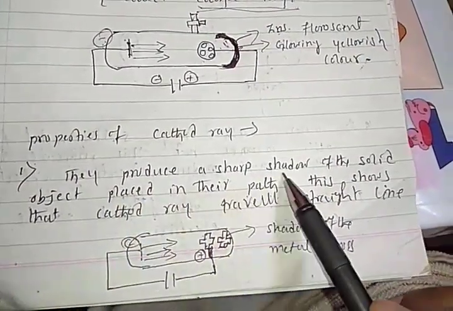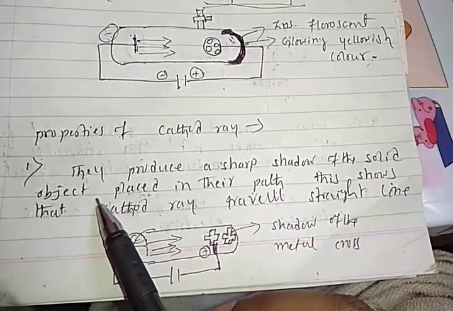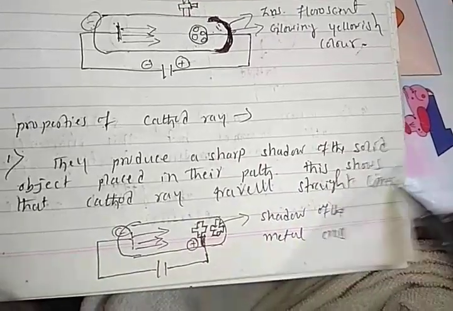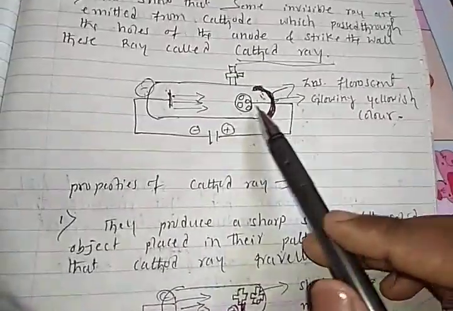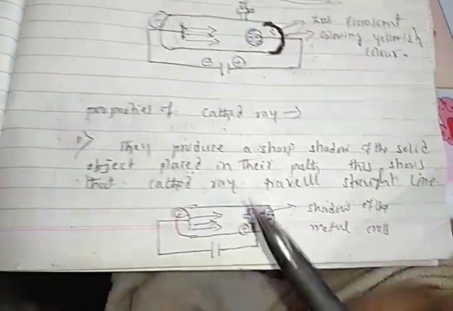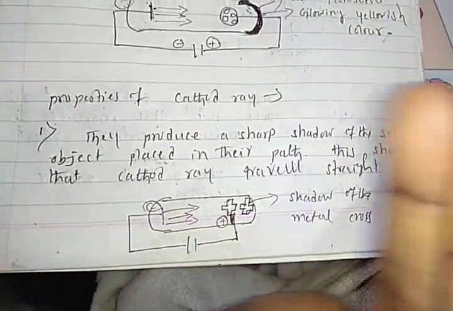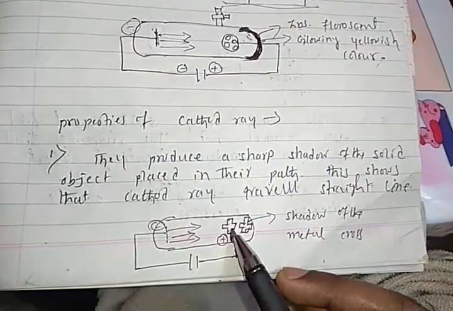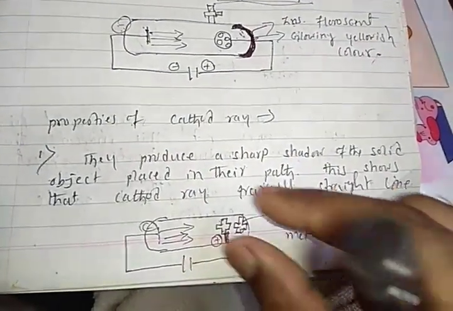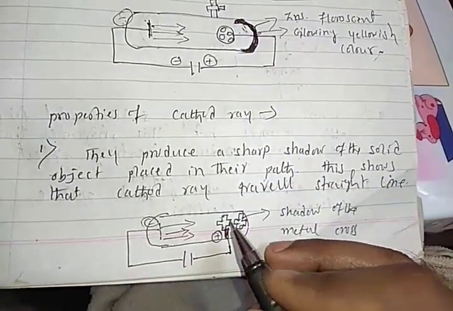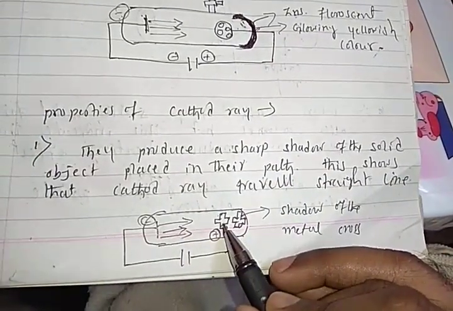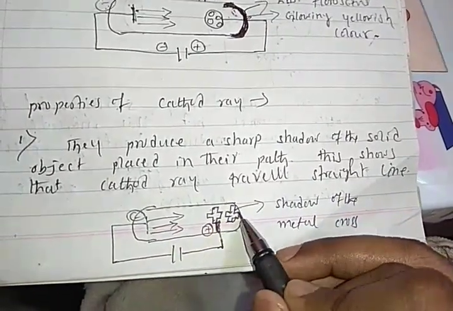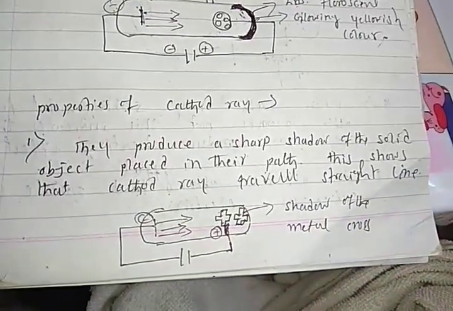They produce a sharp shadow of a solid object placed in their path. This shows that cathode rays travel in a straight line. In place of the perforated metal, J.J. Thomson kept an object here. And what happens, friends? The object's shadow falls on the other end of the glass.